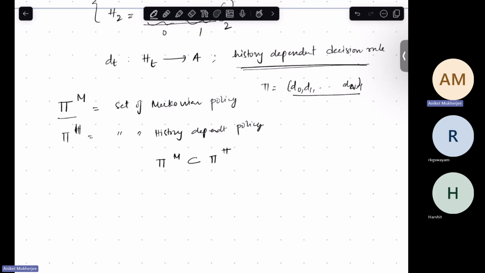So right now I'm just giving the definition of Markovian policies and history dependent policies, and I'm stating that a Markovian policy is a special case of a history dependent policy.